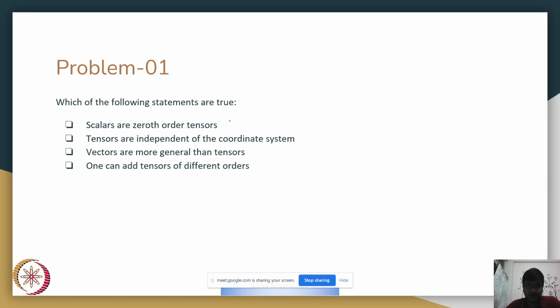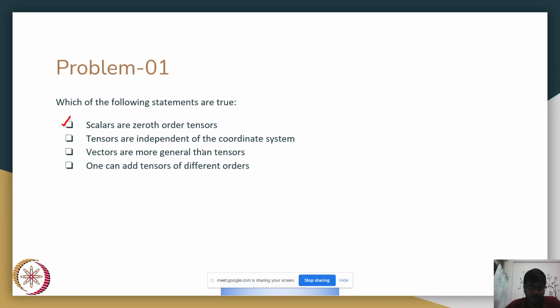Actually, scalars are of rank 0. For vectors, rank will be 1, and rank will be 2 for tensors, I think. So yeah, scalars are rank zero. Scalars essentially only have a magnitude, like energy, or pressure, or temperature, it only has one value associated with it. So the first statement is true. Scalars are zeroth order tensors. Second, are tensors independent of coordinate system?